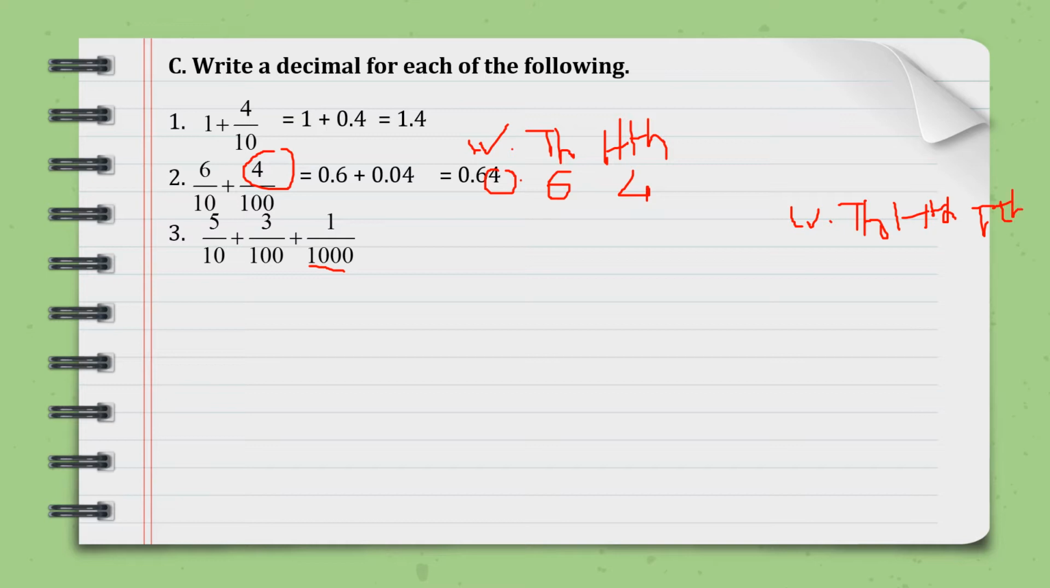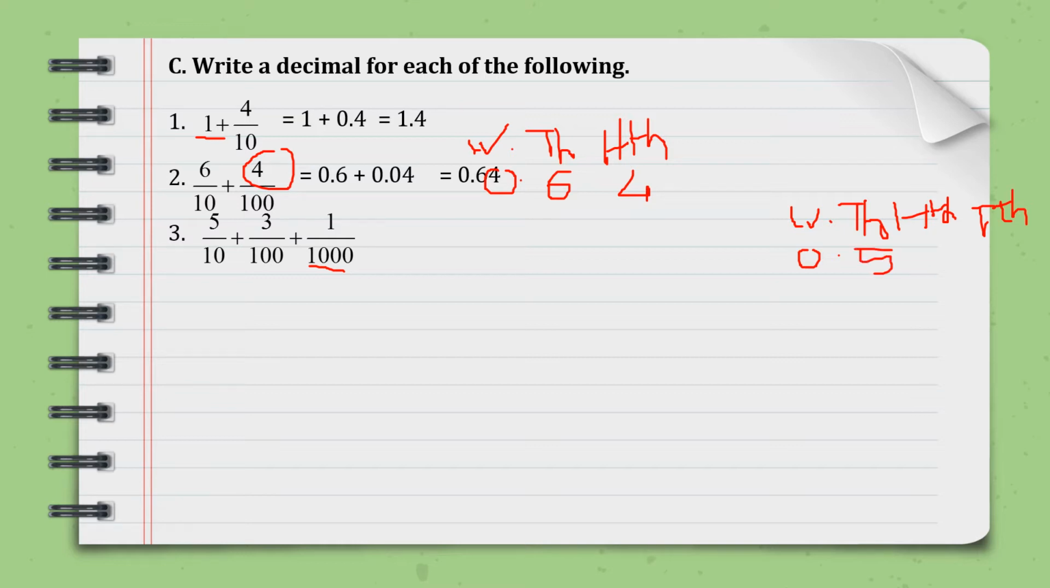Okay. So is there any whole number part? Can you see any number here? No. So here it will be 0. Then will come the decimal point. Then tenths. A denominator of 10 represents tenths, so it will be 5.